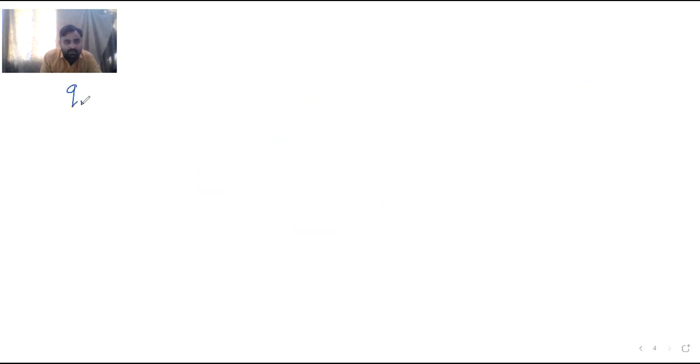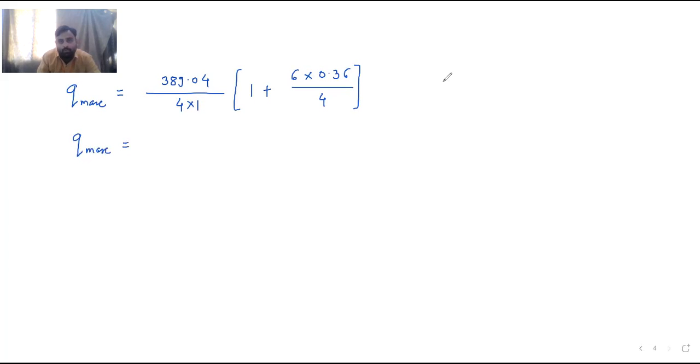So now if we put the values over here, then we get Q max is equal to 389.04 divided by 4 into 1 is there. Okay, otherwise you will say area is there, how can it be a quantity, so into 1. Here 1 plus 6 into E, eccentricity 0.36, divided by B is 4. Okay, so this is for Q max. So if you solve this, you will get the value of Q max.